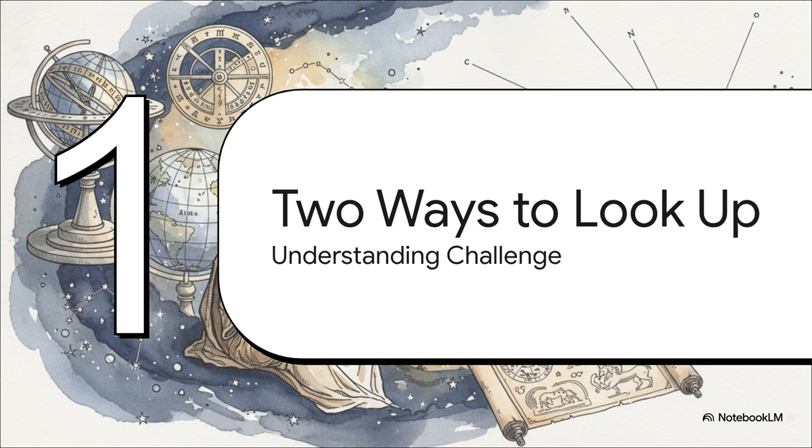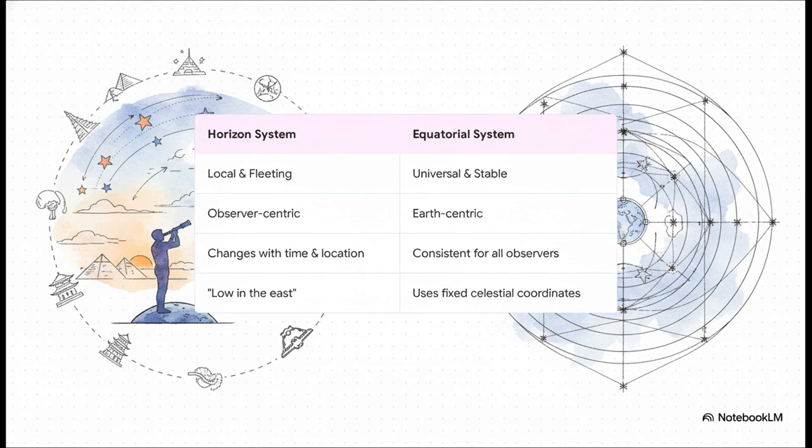All right, before we get to the big reveal, we first need to really understand the problem they were trying to solve. See, there are basically two completely different ways you can look up and describe what you see. Okay, on one hand, you've got the horizon system. This is the simple, intuitive way. You just look up and say, hey, that star is low in the east. Easy, right? But that description is only useful for you right now. An hour later, it's totally wrong. And for someone in, say, Australia, it's completely useless. You can't build a real scientific catalog that way.